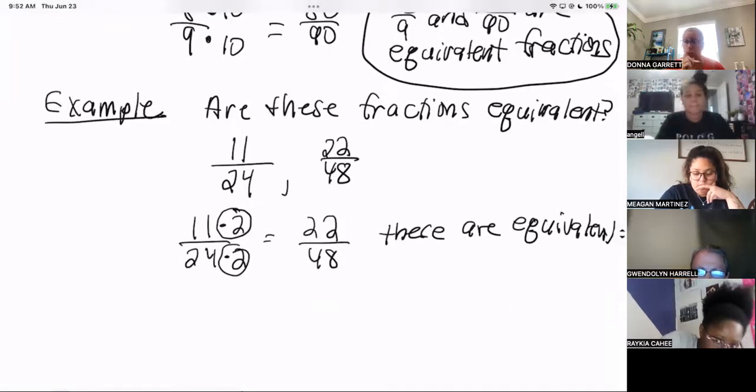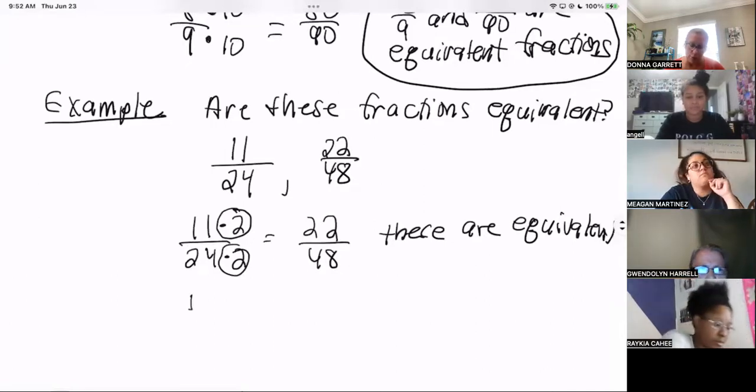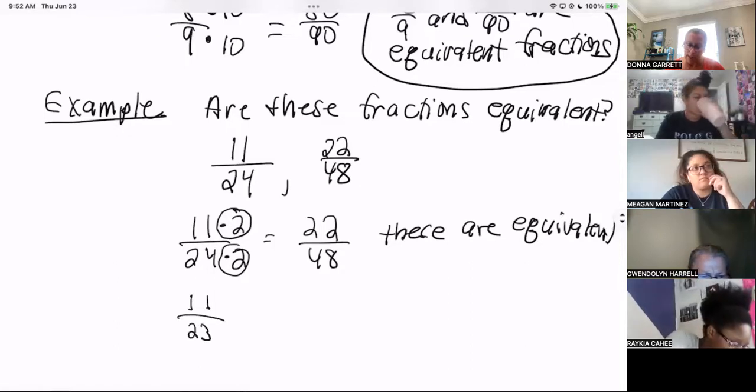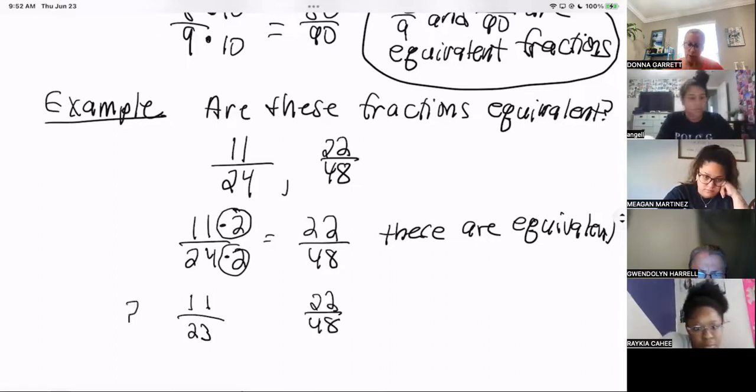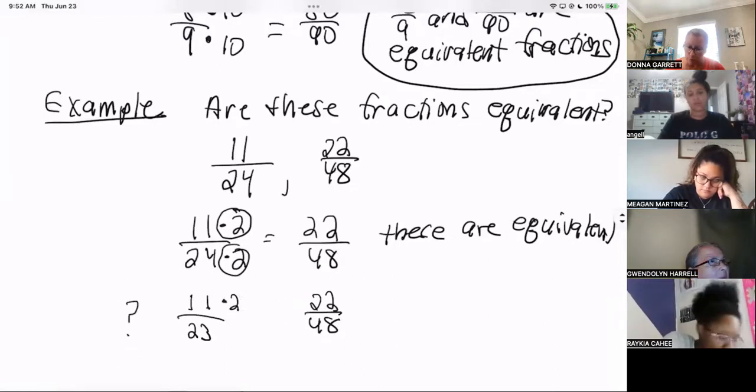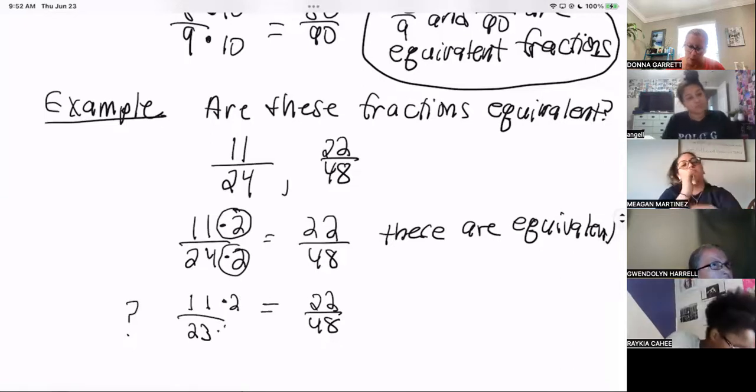For most cases, I'm actually going to show you a cute little shortcut in a minute. But let's say the original problem was 11 over 23, and 22 over 48 was what I wrote. Are those two equivalent? I would multiply 11 by 2, and I get 22. But if I multiply 23 by 2, I do not get 48. That does not work. So these two are not equivalent.